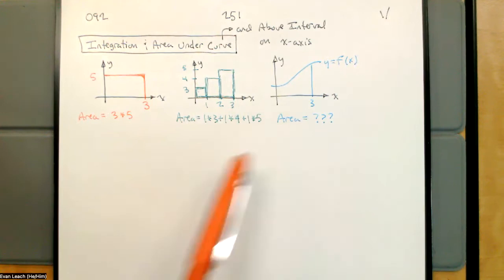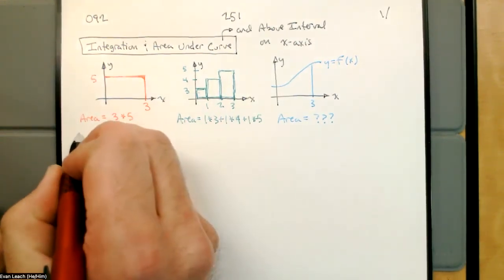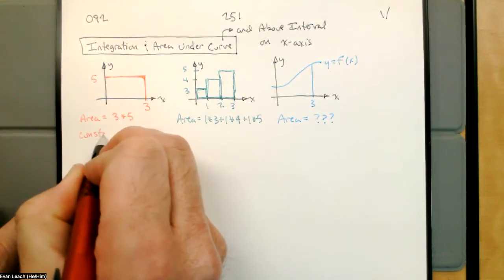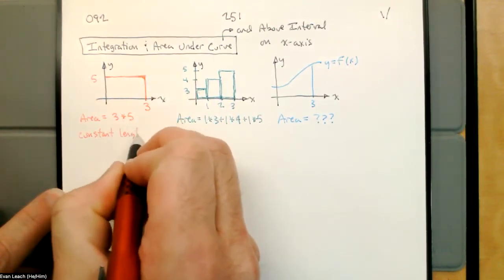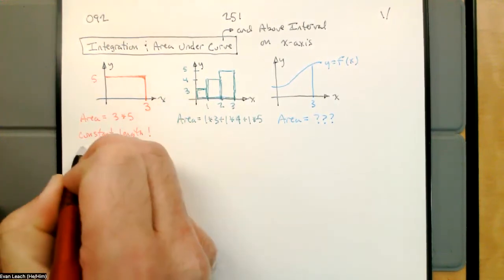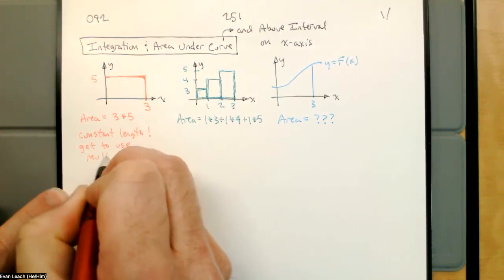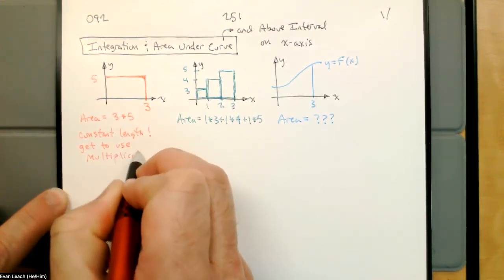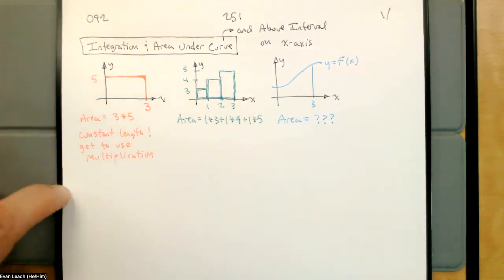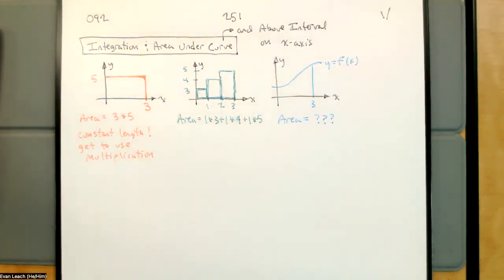So here we have kind of three stages of what's going on. In the first picture, the length is constant over the entire width, so we get to use multiplication. Here we have constant length, we get to use multiplication. So that constant length means we just get to use multiplication for the whole area. Area is equal to length times width.